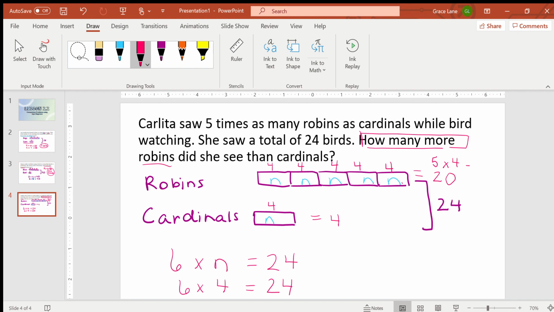The question is how many more robins than cardinals? If you do 20 minus 4, you might be able to do that in your head. If not, do some subtraction or use your fingers. 10 minus 4 is 6. 1 minus nothing is 1, so 16. So my final answer is that there were 16 more robins than cardinals.